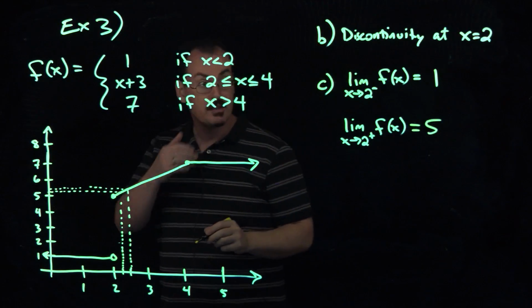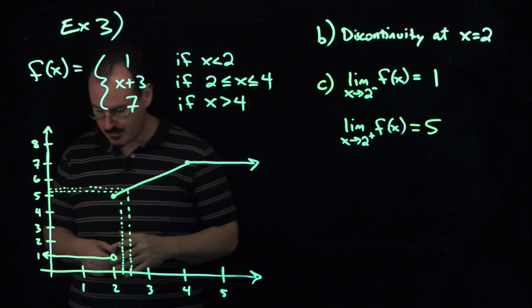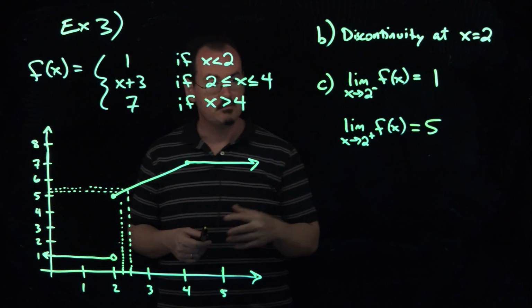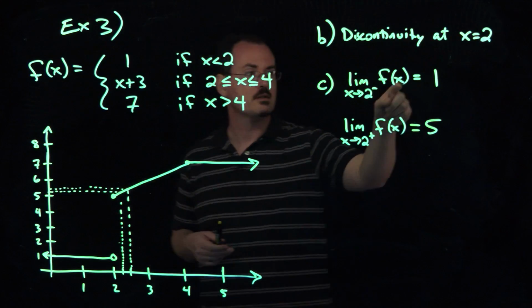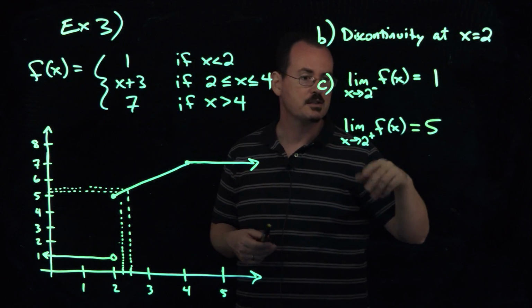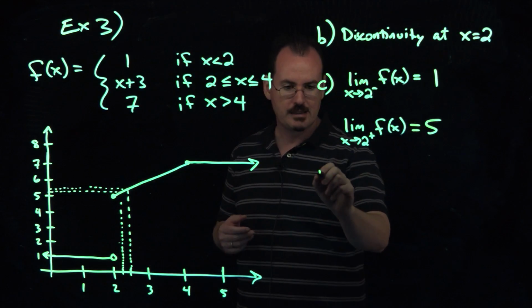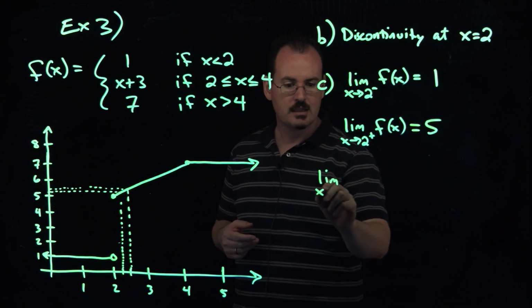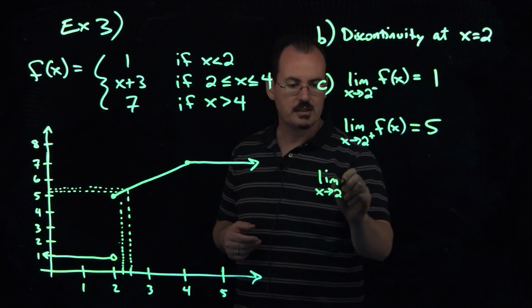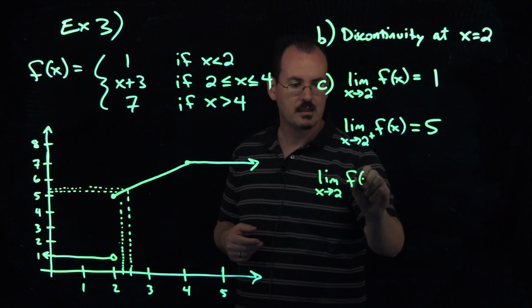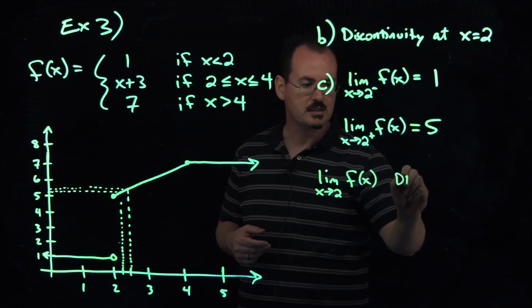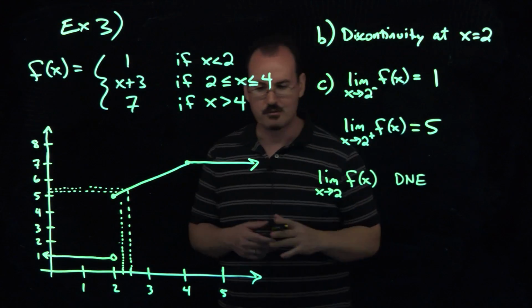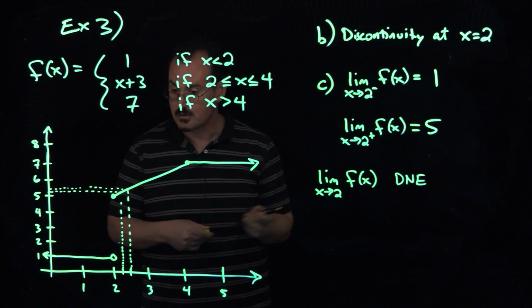So the limit from the left and the limit from the right are not the same. Mathematically speaking, that's why there's a discontinuity there. The limit from the right and the left are not the same. Really, we're not asked to do this, but since these two limits are different, if I take the plus or the minus off of it, we could say that limit doesn't exist. And that is the reason that we have a discontinuity at x equals 2.